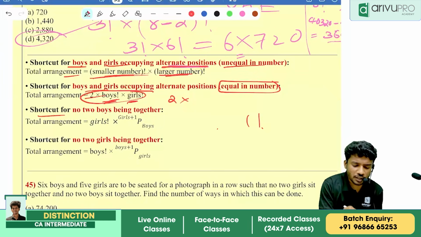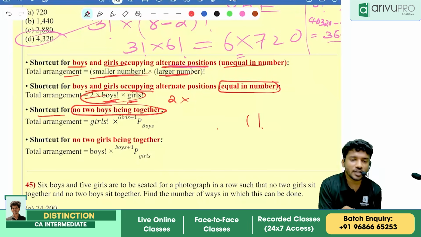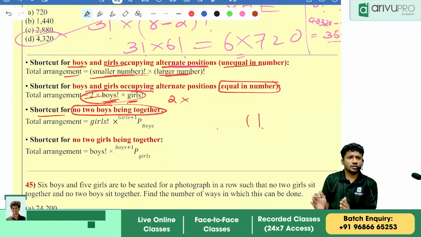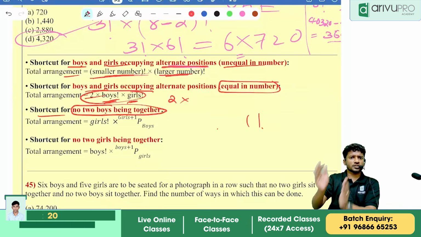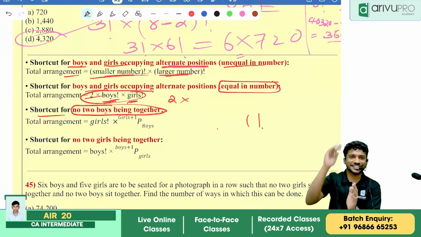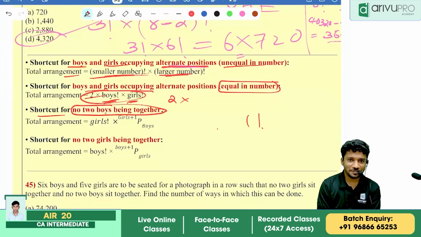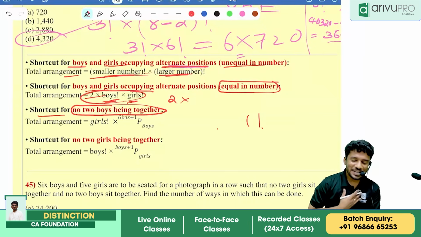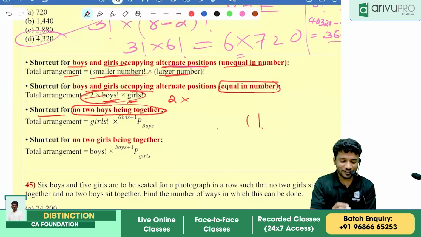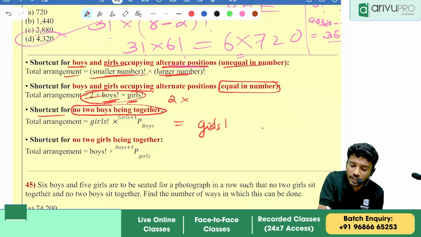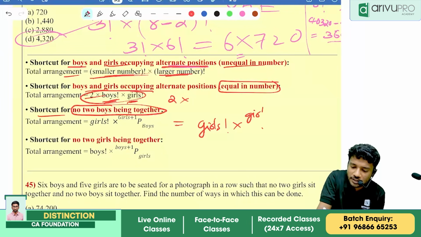Now, shortcut for no 2 boys being together. No 2 boys being together means what? Boys should not sit together. Like Ramana and Satish should not sit together because they are talking. Now, no 2 boys sitting together. We will use it like this. Number of girls factorial into girls plus 1 P boys.